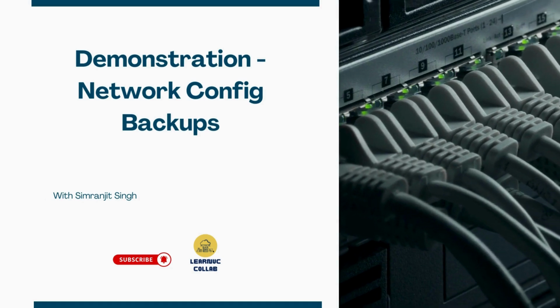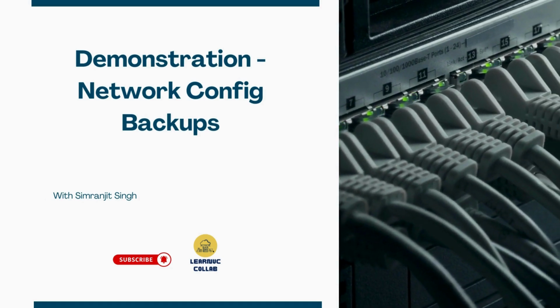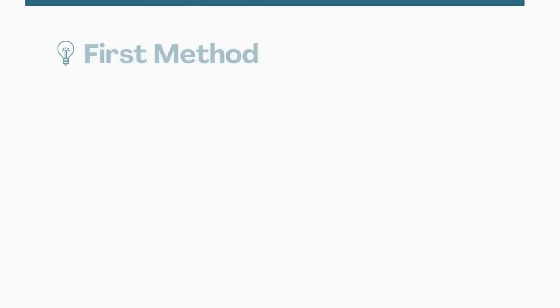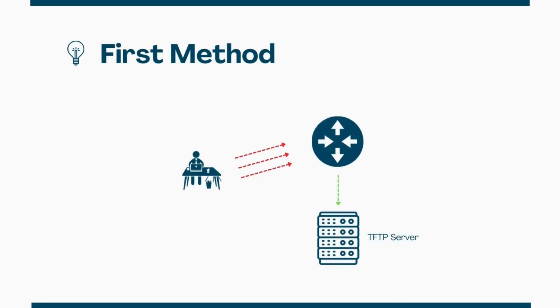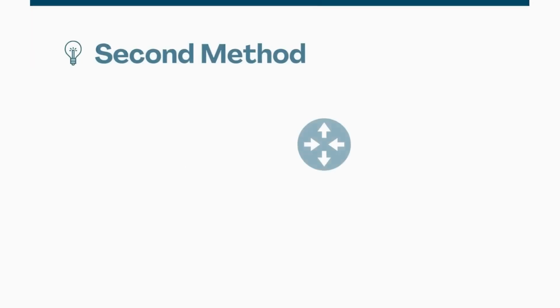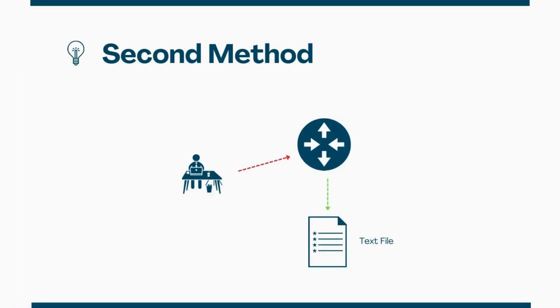In this demo, we will go over two different ways to take the backup of a network device's configuration. In the first method, we will send multiple commands to the router to transfer the running configuration of a router to a text file over TFTP. In the second method, we will send only one show run command to the router and then use Python's file operations to create a new text file and write the output of the show run command into that file.